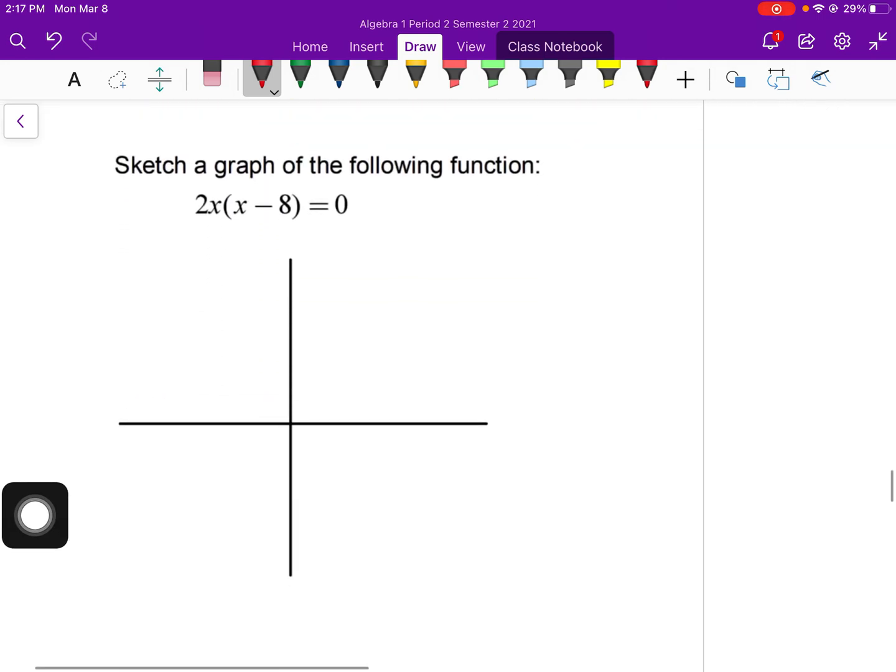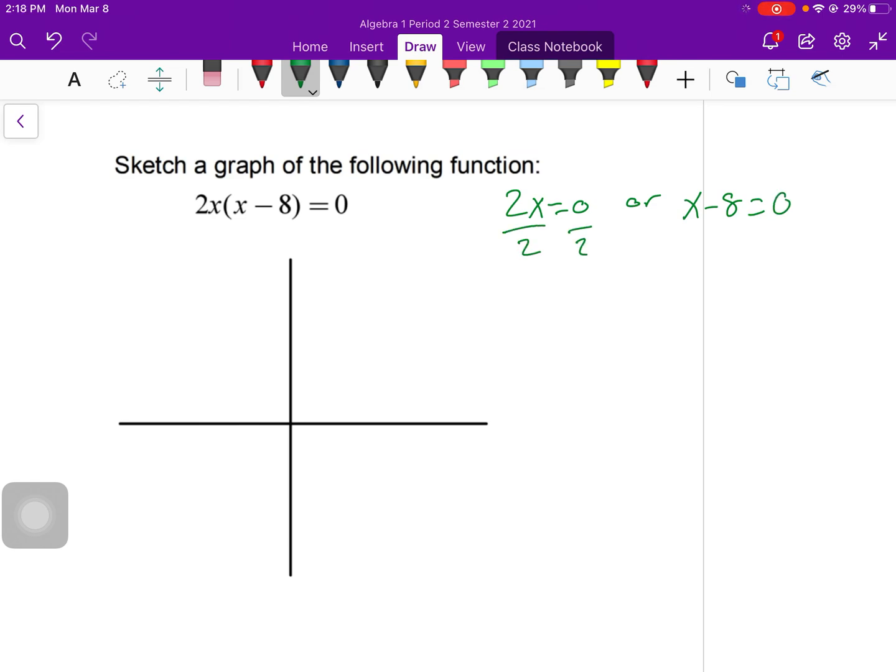All right, so this one is in our factored form already. So either 2x equals 0 or x minus 8 equals 0. If 2x equals 0, that means x equals 0. I'm fighting off a sneeze. Sorry about that. And if x minus 8 equals 0, that means x equals, oops, I wrote equals 0 because I said equals 0. It means x equals 8. So one of those two things is true.